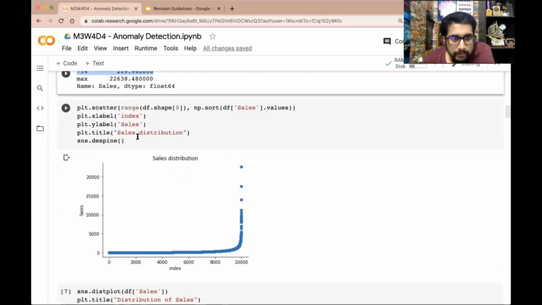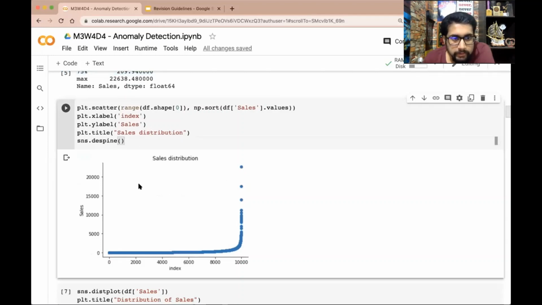If I see the distribution of this sales column, I can see that there are a lot of observations in the higher range. So we will first look at the anomalies in a univariate manner. In case of sales only, you can say definitely that these observations are anomalies. These observations which have very high values seem to be anomalies.